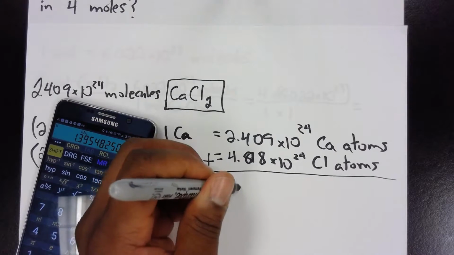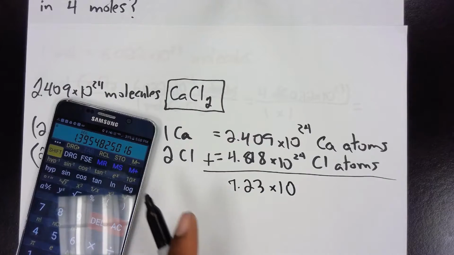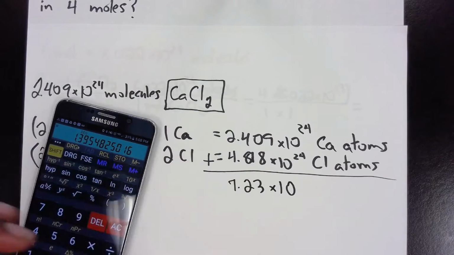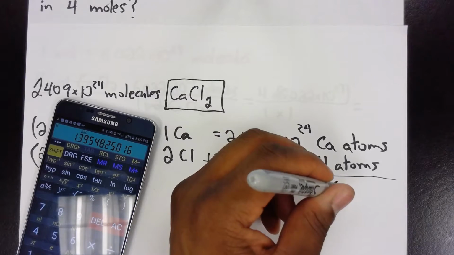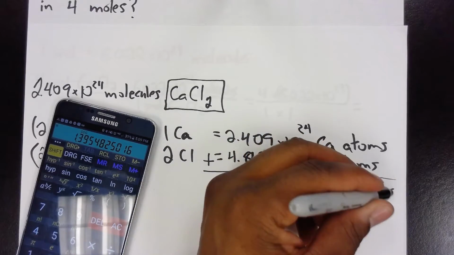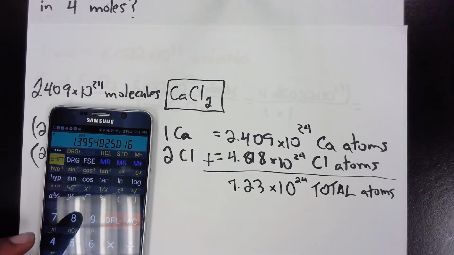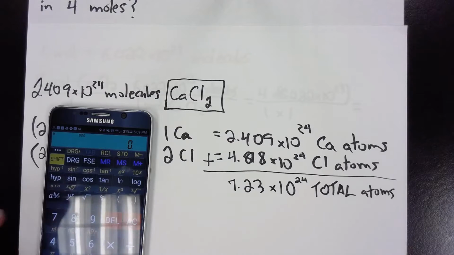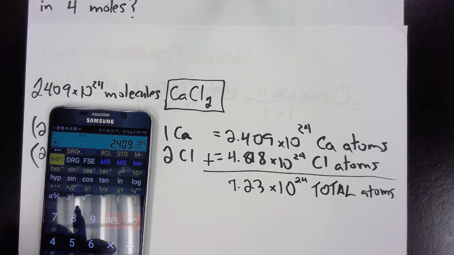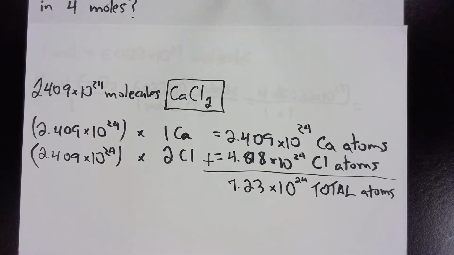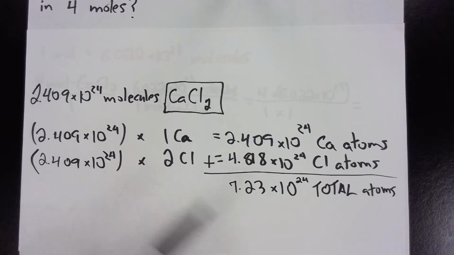7.23, rounding, 7.23 times 10 to the, I lost it. I think it was 10 to the 24th probably, total atoms. Okay, there we go. So 2.409 times 10 to the 24 plus 4.818 times 10 to the 24th equals 7.23 times 10 to the 24th. There we go. So knowing how many atoms are in each molecule, you can easily calculate how many atoms you have total and how many of each atom that you have.